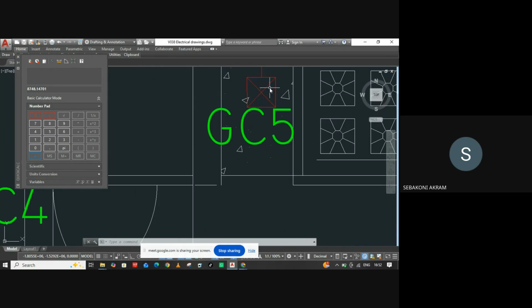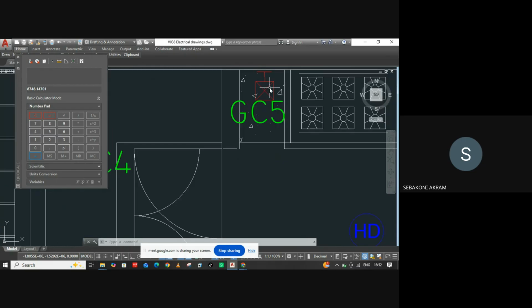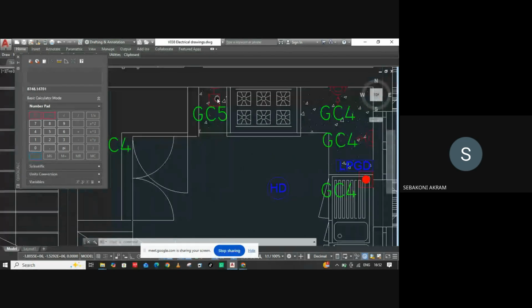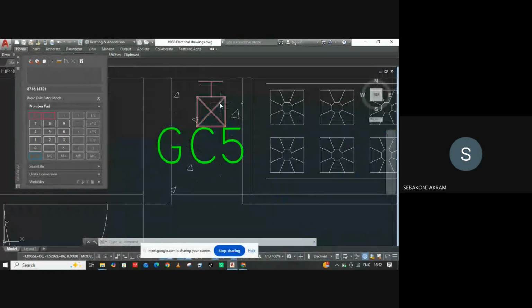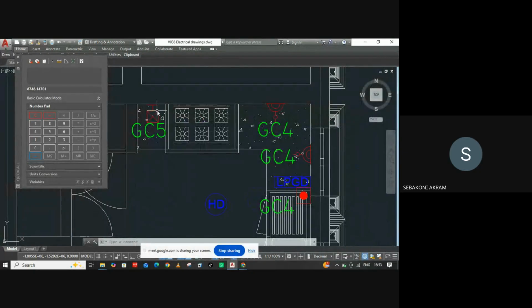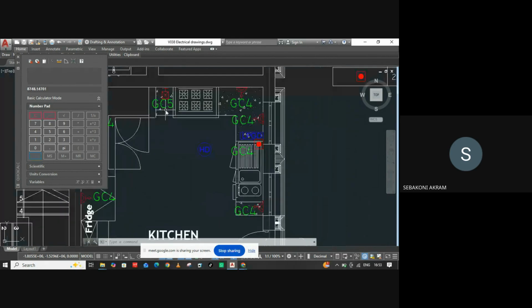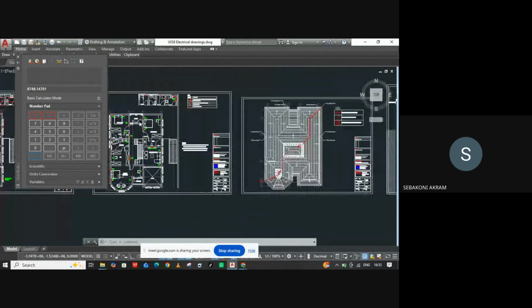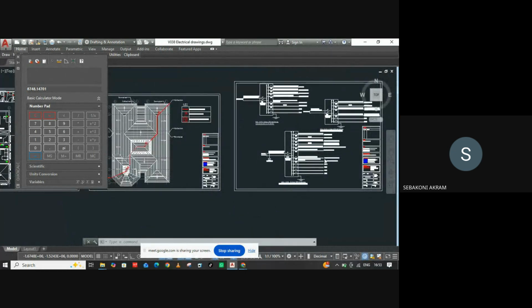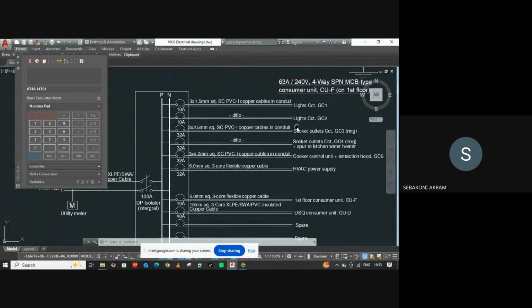Hopefully you're taking note of this, because these are must things that you have to consider. Cooker control unit, because heating elements consume a lot of power compared to anything here. This cooker unit, its own circuit. So come to our wiring schematics here.